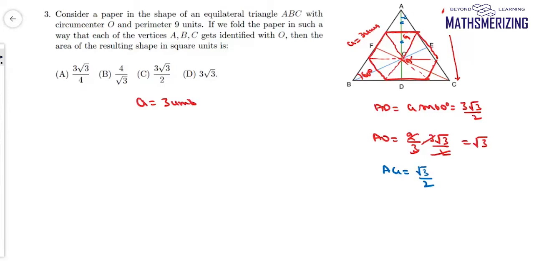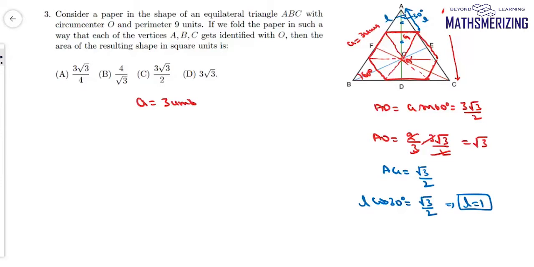Now this half angle is 30 degrees, and suppose the length of the side of the small triangle is L. So I can write L cos 30 equals root 3 by 2. So the value of L is simply 1. So now we know that it will be an equilateral triangle.